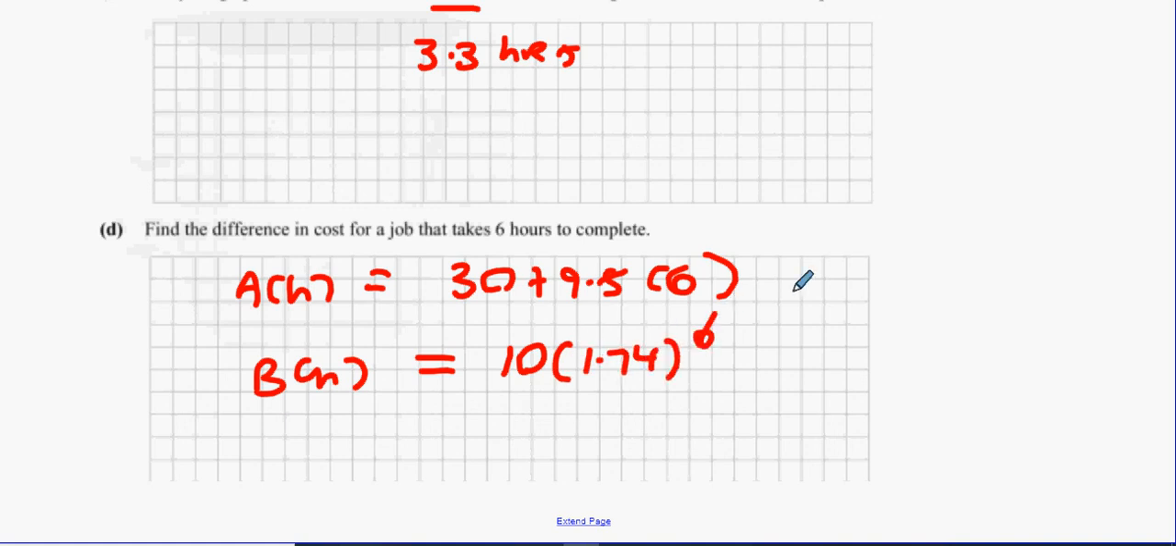So Daniel did them both manually. And what do you get when you put them both in? For A, I got 87. Yeah. And B? 277.50. Yeah, you're not going to hire Company B, are you?